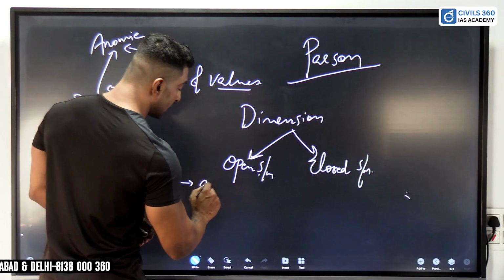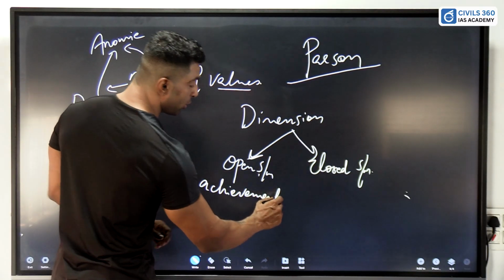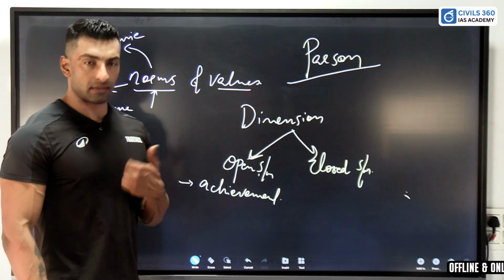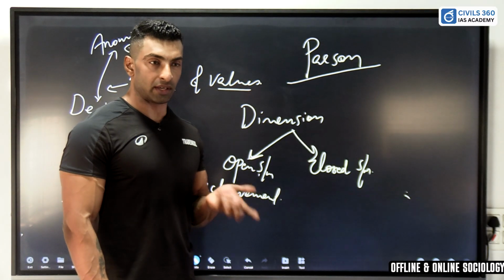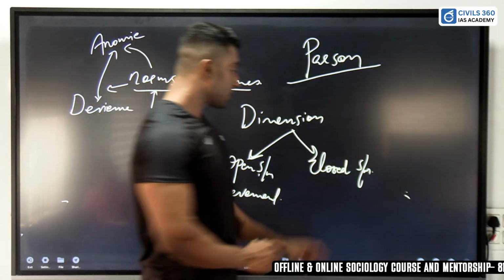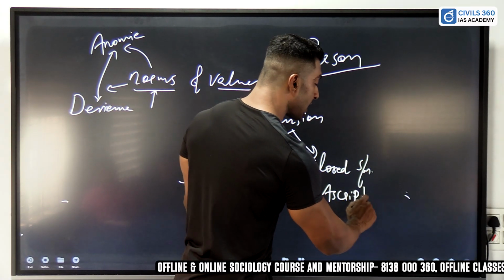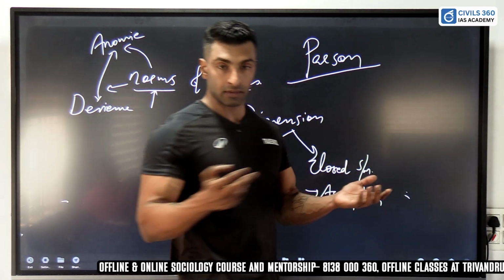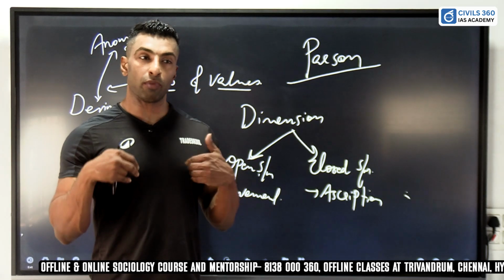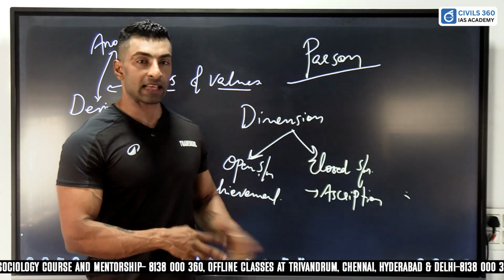Open system: achievement oriented. Achievement oriented means you study, you get education, you make money, it's your achievement, you can go to the top. Closed system: ascription oriented. Ascribed status means by birth. Like you are born as a Brahmin, you end as a Brahmin. You are born as a Dalit, you end as a Dalit. So that's ascription oriented.